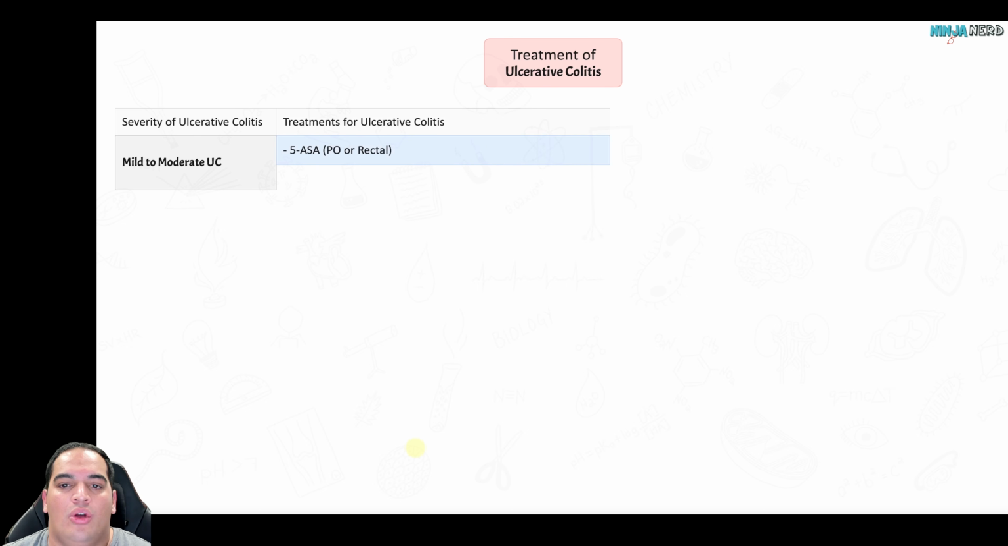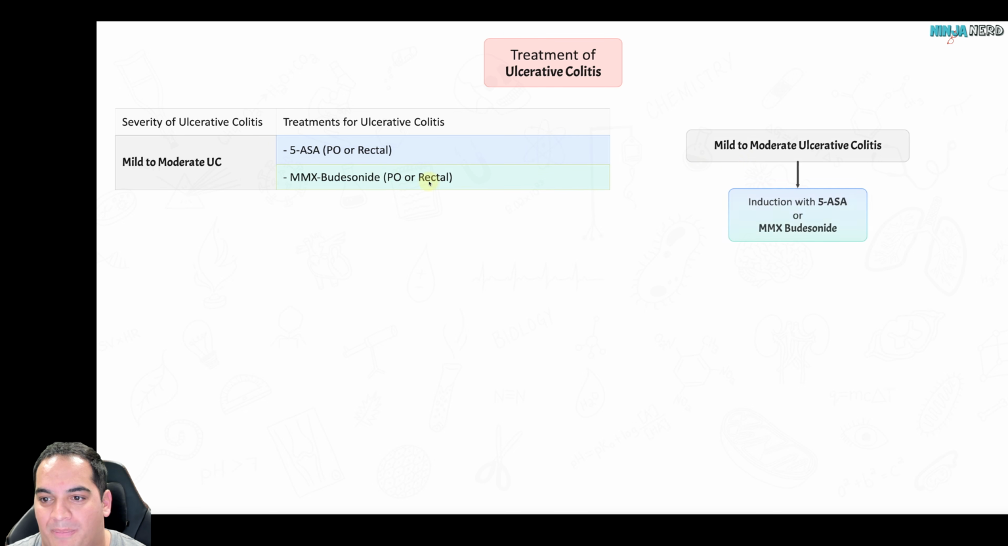All right, well then what I can do is I know that most of the time it's local, it's in the rectum and the colon. So oftentimes rectal 5-ASA, the mesalamine sulfasalazine, is the preferred agent. You can also consider an alternative like multi-matrix budesonide, which can be PO or rectal as well. So again, it's one of these two to see if they respond to it.